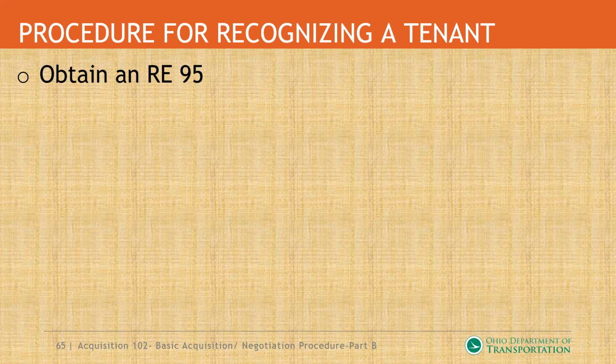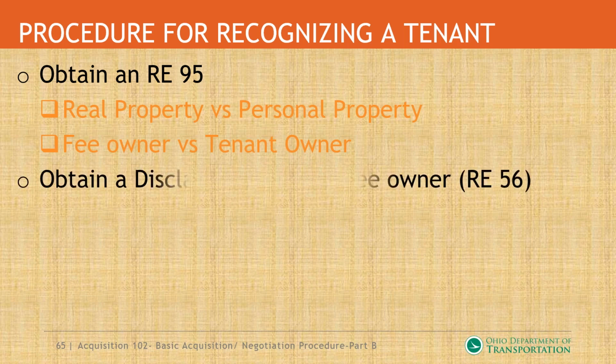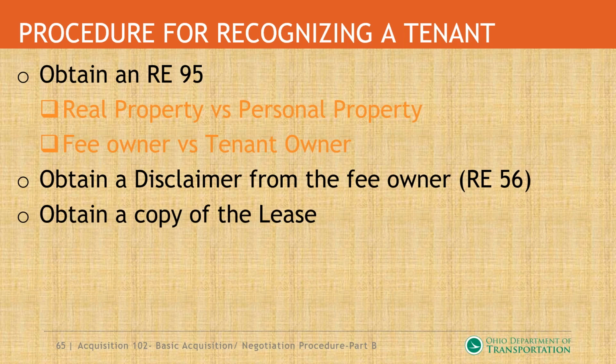All right, so what is the procedure for recognizing a tenant? We talked quite a bit about an RE95. We would need to obtain that to decide whether it's real or personal property, and if it's owned by the fee owner or the tenant owner. If it's property owned by a tenant, the fee owner of the property would have to sign an RE56 disclaiming their interest in that improvement. Also, it's always a good idea to obtain a copy of the lease.